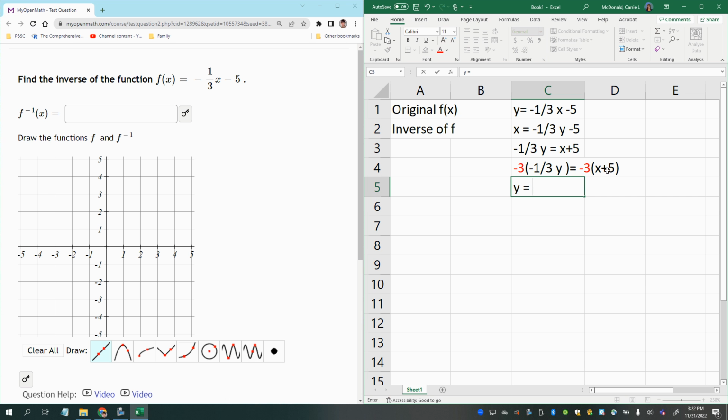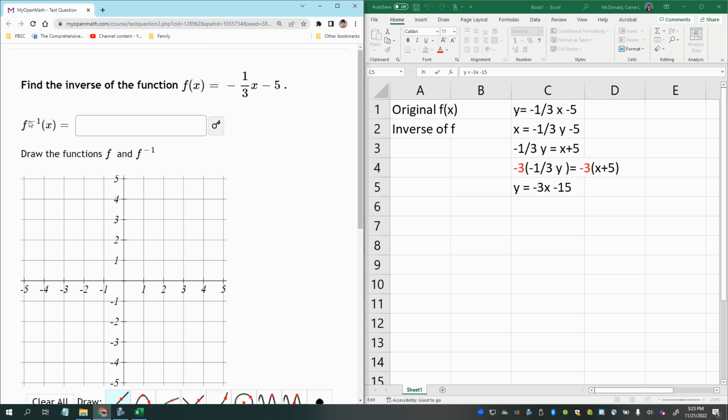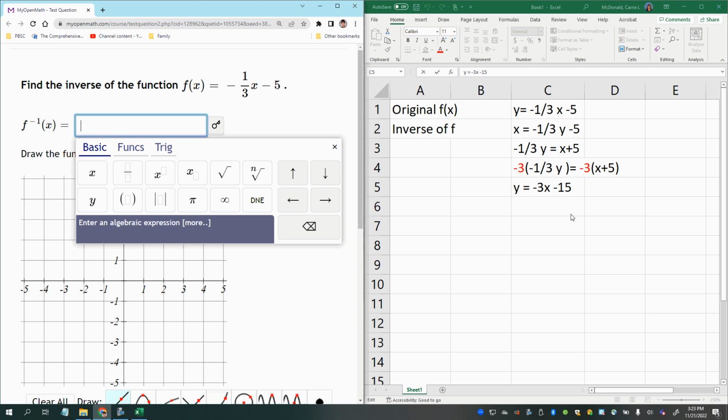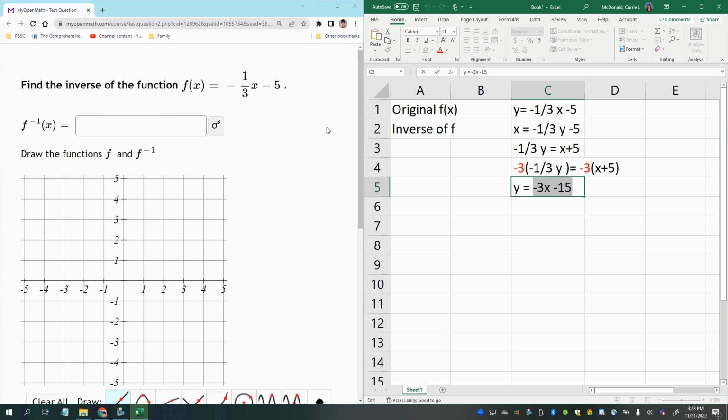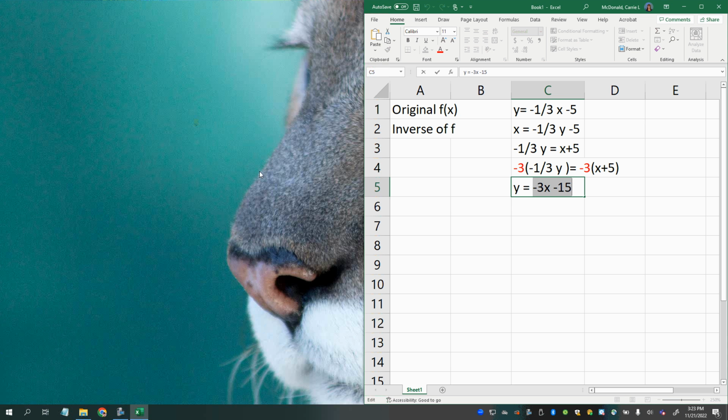And then on the right, I need to distribute the -3, multiply it to both x and 5. So -3x, and then -15 because -3 times 5 is -15. Okay, so now that it's solved for y, I just need to give it a new name, and that's where we call it f inverse. So that's the new name notation for the inverse of a function. F to the, looks almost like an exponent, but no, that actually reads f inverse, or the inverse function of f. Okay, so now that we have it, we just need to type in the right side of this as the answer for this part of it.